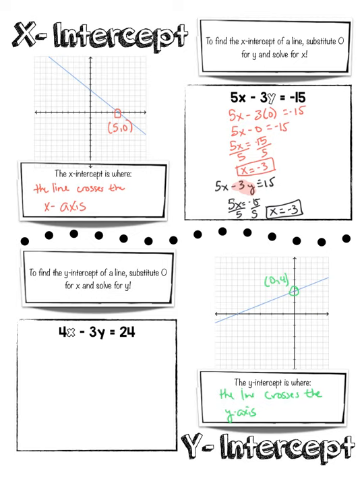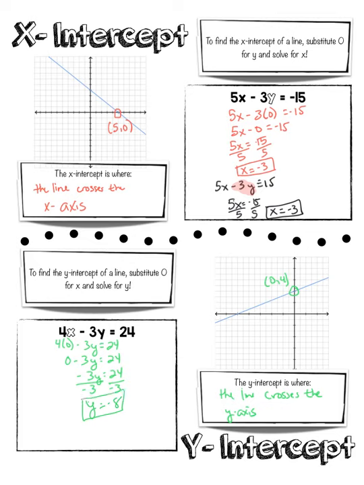Here, same concept. We're going to substitute 0 for x because when we plot the y-intercept, our x is 0. 4 times 0 minus 3y equals 24. 0 minus 3y equals 24. Negative 3y equals 24. Divide both sides by negative 3. And you get y equals negative 8.